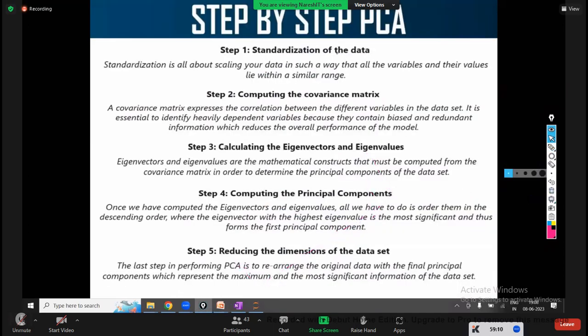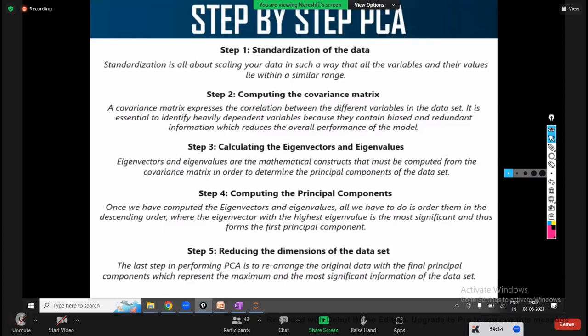First, you are going to do the standardization of the data. The steps involved: first, standardization of the data. After standardization, you are going to create a covariance matrix. The covariance word is very important. Now, what is the meaning of covariance? Variation of one variable explained by another variable. That is called covariance.